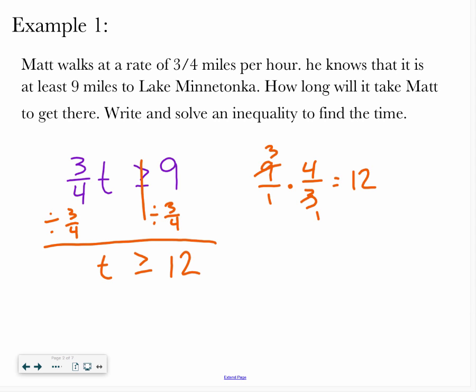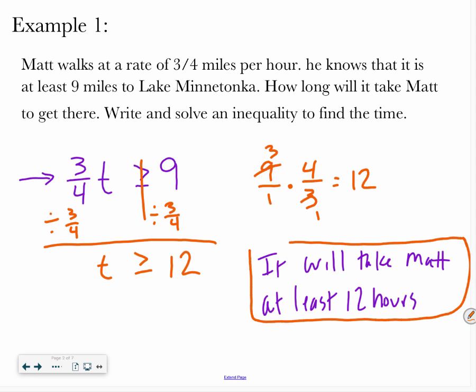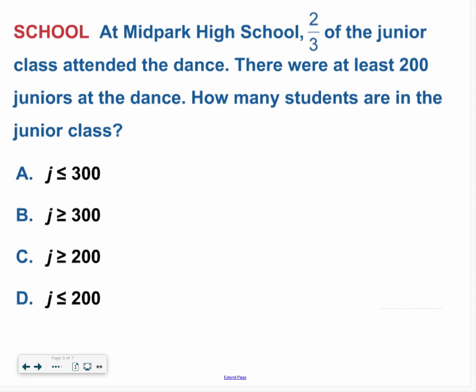So my answer ends up being, it will take Matt at least 12 hours. So I would write that out. I would say it will take Matt at least 12 hours. Alright, so writing the inequality first was 3/4 t is greater than or equal to 9. And then my final answer after I solved it is this written expression right here. So go ahead and try this one on your own, see how you do.